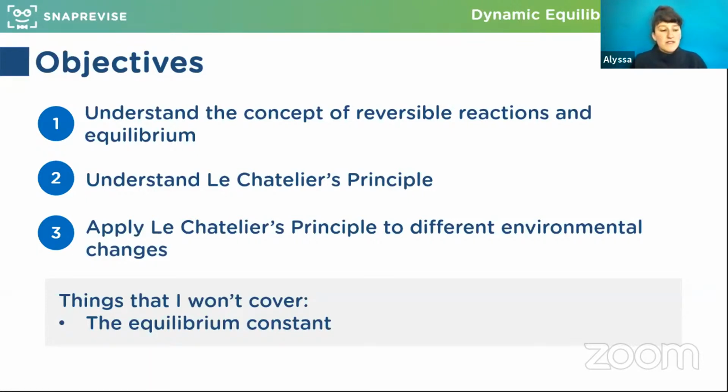We're going to have a look at Le Chatelier's principle. You might have heard of it as the equilibrium law as well, but I'm going to refer to it as Le Chatelier's principle, and we're going to apply it to different environmental changes, to see what happens when we make changes. What does Le Chatelier's principle mean for our equilibrium? Things we're not going to look at, though, are the equilibrium constant or calculations using the equilibrium constant. That is a separate web class.